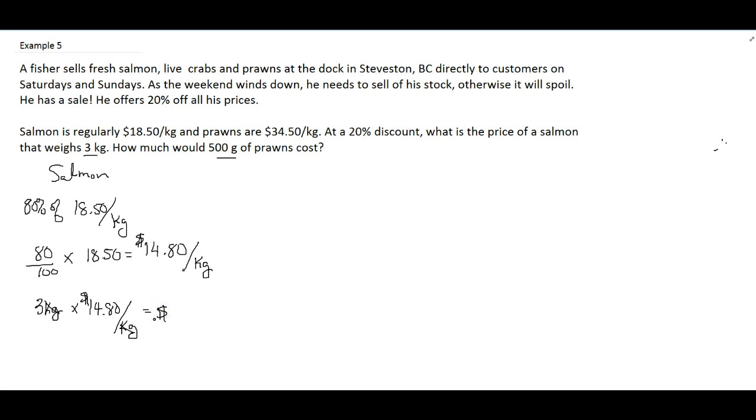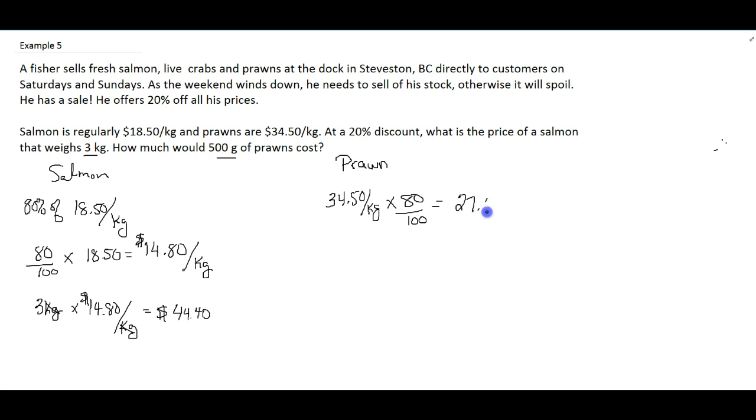So we multiply 14.80 by 3, and that salmon will cost $44.40. Let's now look at the prawns. We'll calculate the cost of our prawns exactly the same way, our sale cost. We have $34.50 per kilogram. We're going to multiply that by 80 out of 100 because our remaining price is 80% of the full price. We calculate that. 34.50 times 80 divided by 100, and we get $27.60.